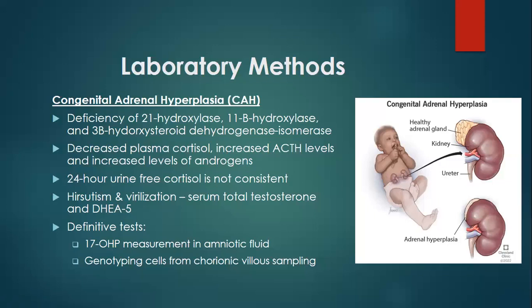So for the diagnosis of hirsutism and virilization, a measurement of total testosterone and DHEA-S would be of great help. A definitive test for your CAH is 17-OHP measurement in the amniotic fluid and genotyping cells from chorionic villus sampling. Again, this is characterized by a deficiency of these enzymes, particularly 21-hydroxylase deficiency, which is the most common form of congenital adrenal hyperplasia.